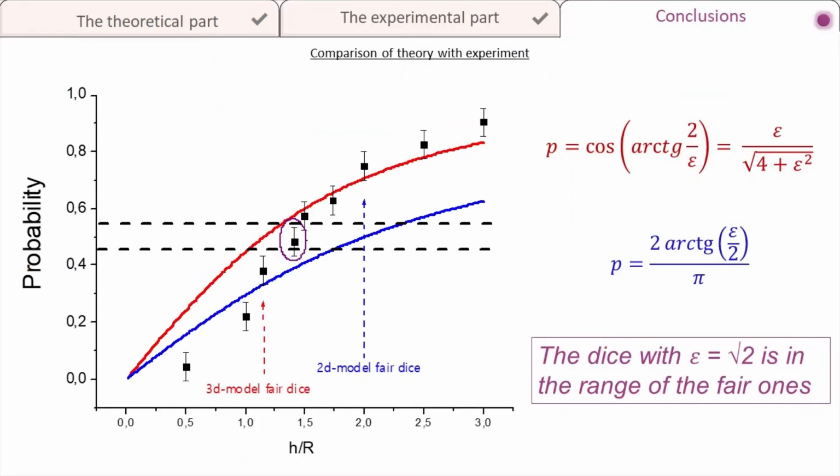Using our dice tower, we determine the experimental probabilities of the side for the different dices. The blue and red lines correspond here to the 2D and 3D models respectively. It turns out that only the dice with an aspect ratio of 1.4, which is approximately the square root of 2, meets the fair dice conditions.